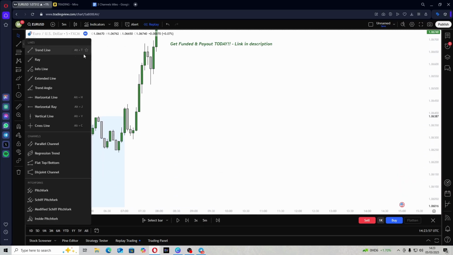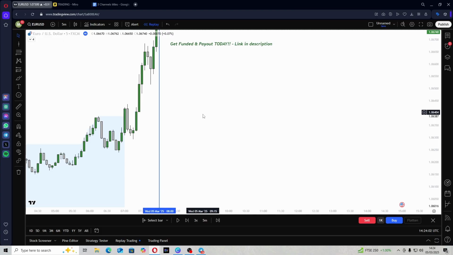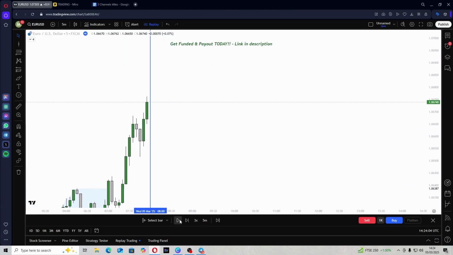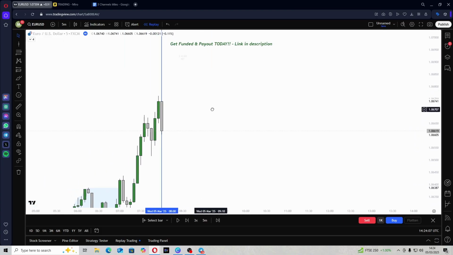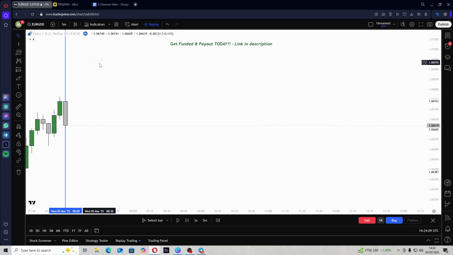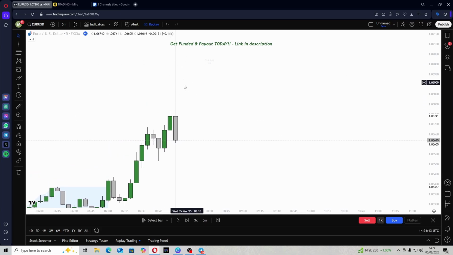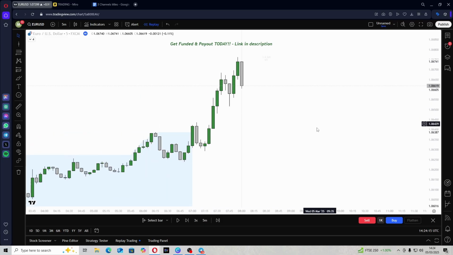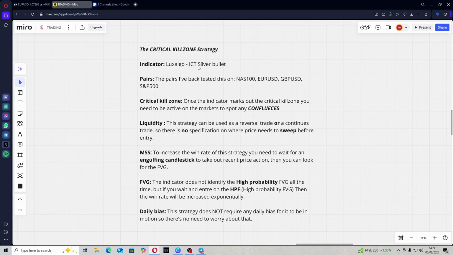Once it actually gets to our 8 o'clock time, so here's 8 o'clock. Okay, so I'm going to keep playing price forward. Once it hits the 8 o'clock time, you can see from here, price would have actually, there you go. You can barely see the line right here, but there's a line. And once we actually get this line, we can now spot any confluences, because we have officially entered the critical kill zone.